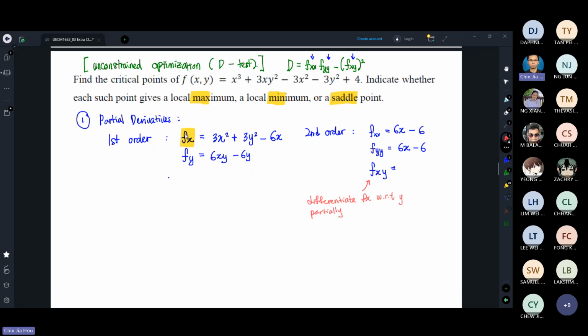So meaning that we are going to take the fx here, and then instead of differentiating with x, we differentiate with y. So first term we don't have any y, so 0. Second term we have a y squared. If we differentiate y squared, we get 2y. 2y multiplied with 3, we get 6y. Third one, we don't have any y, so just 0. That is our fxy.